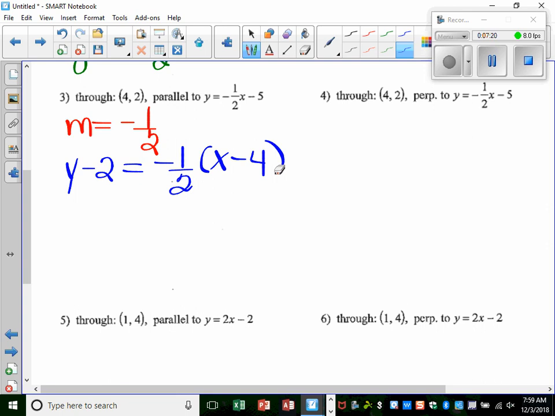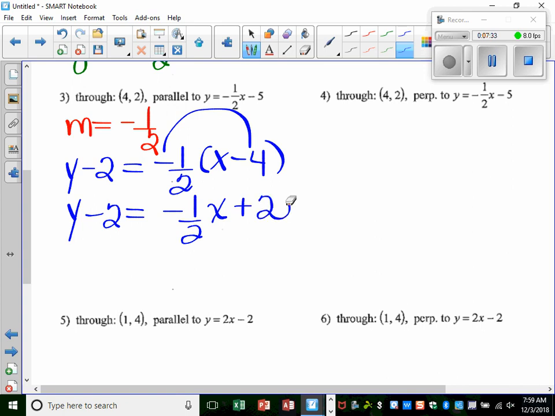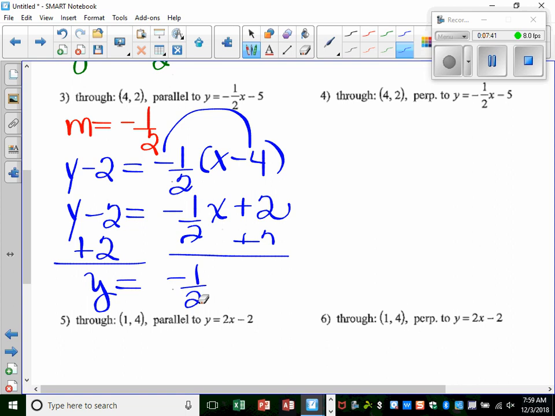Now let's go ahead and solve it for y, because our goal is to get it in slope-intercept form. So negative 1/2 x. Be careful right here. What is a negative times a negative? So that's a positive 2. And then when I solve for y, I just add 2 to both sides. So I'm going to have y equals negative 1/2 x plus 4.